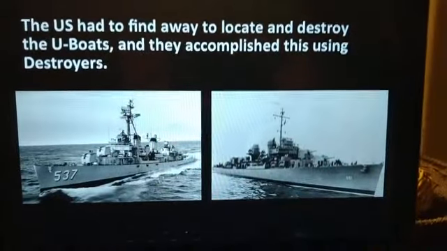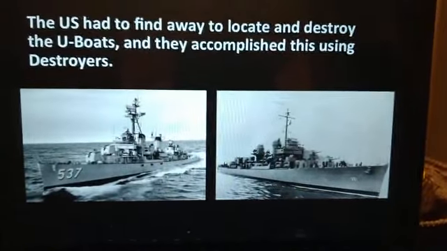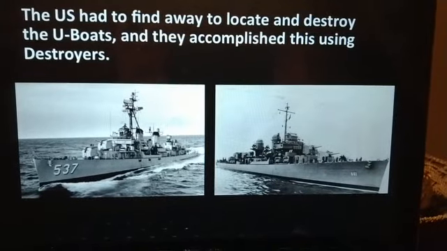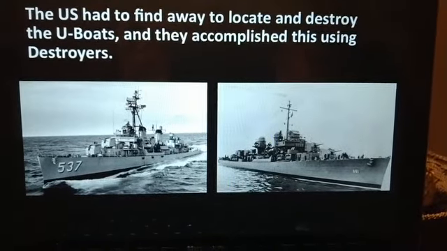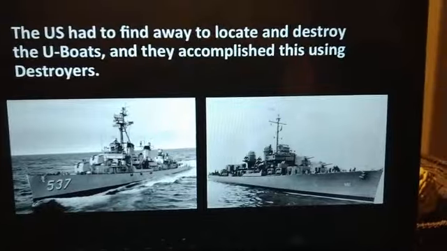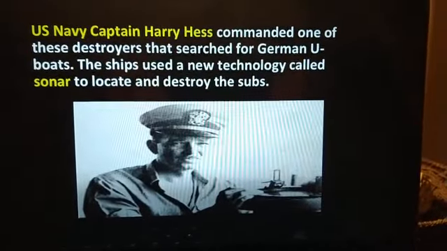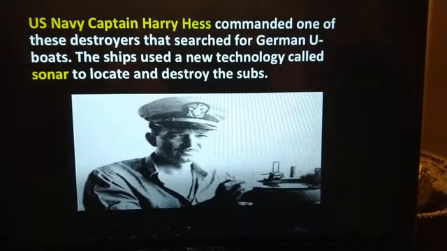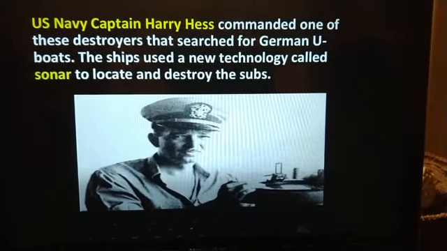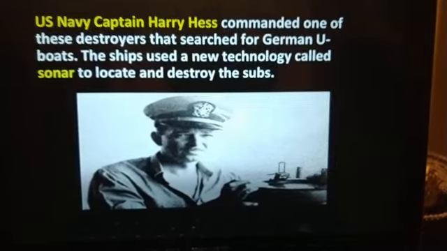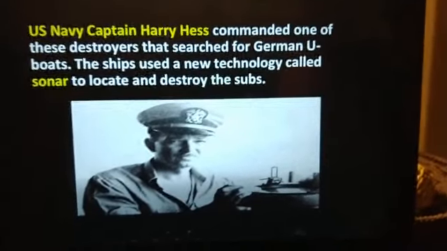And so the U.S. found that destroyers, as they were called, could locate these U-boats. And of course, as the name implies, they would destroy them. U.S. Navy Captain Harry Hess commanded one of these destroyers that searched for U-boats. And these ships used a new technology called sonar to locate and destroy subs.